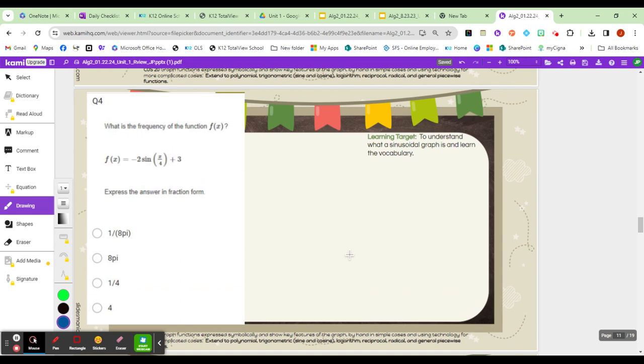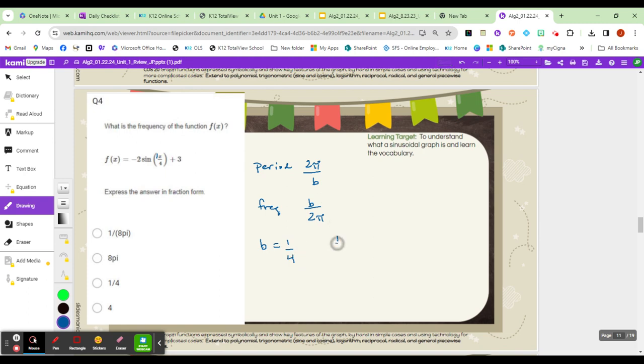Number 4 says, what is the frequency? So remember, frequency is the reciprocal of your period. And so the formula for period is 2 pi over b. So the formula for frequency is going to be b over 2 pi. So we'll take our b value. It's the number being multiplied times your x. So our b value is 1/4.